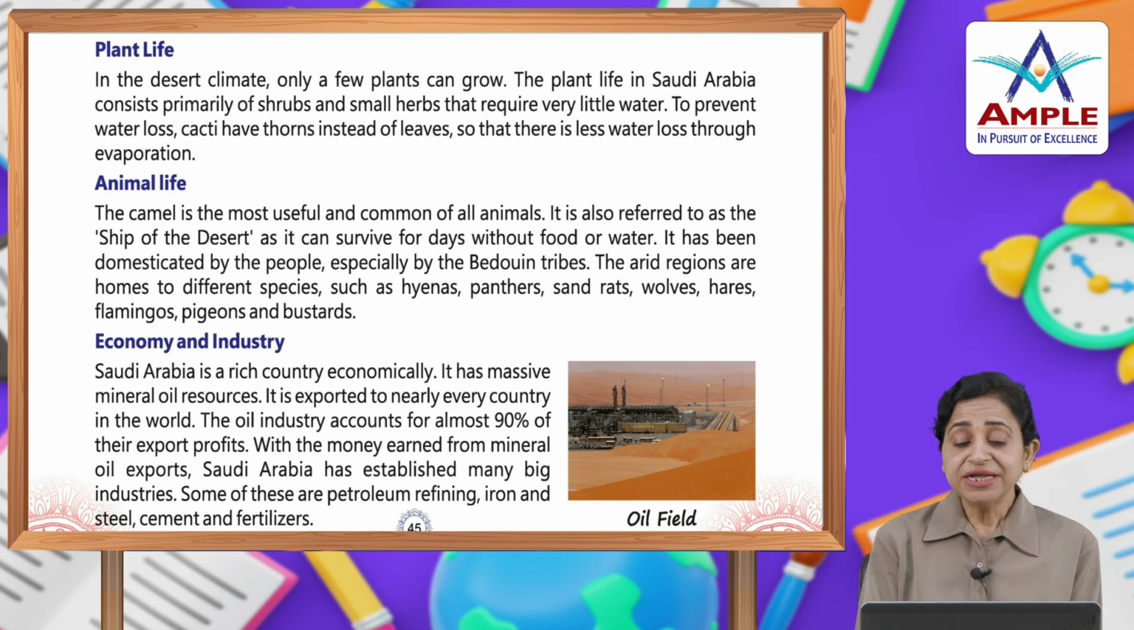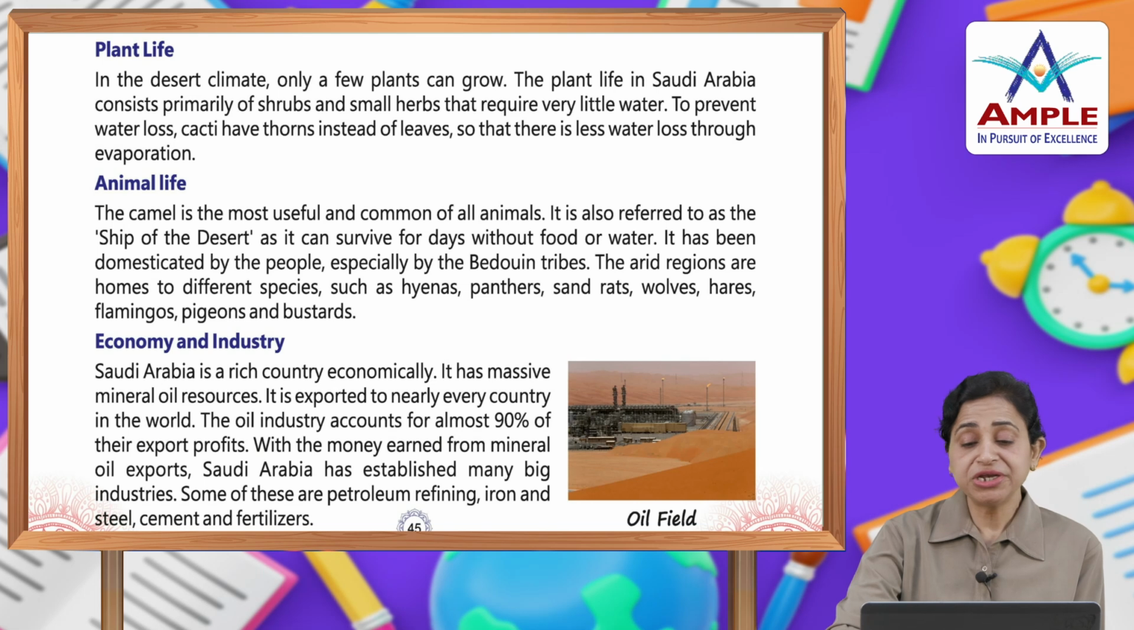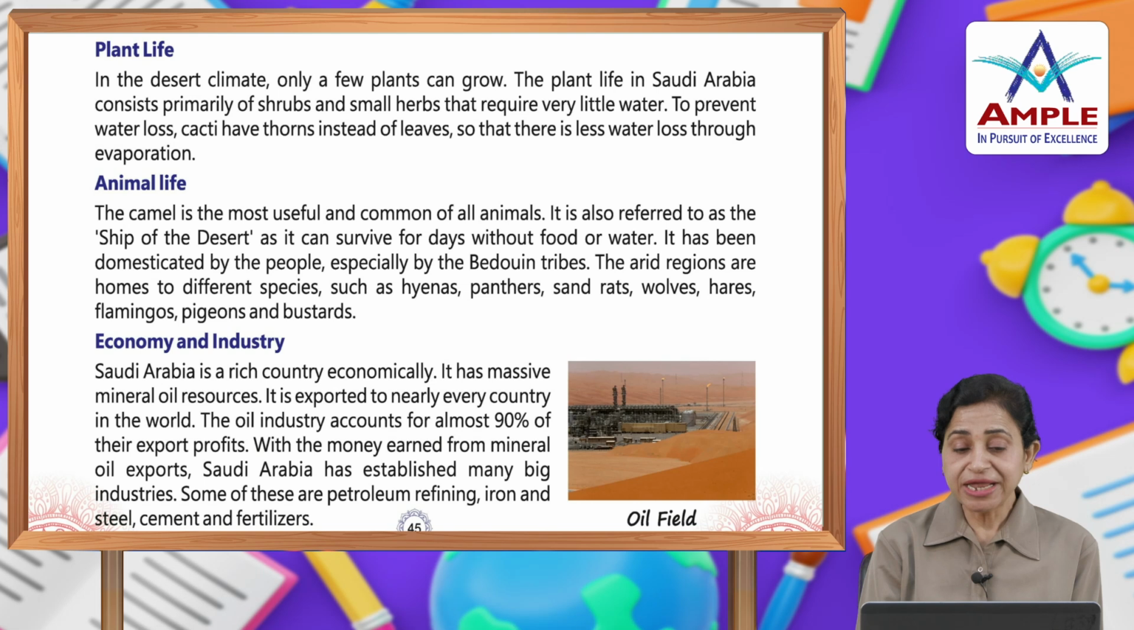Economy and industry. Saudi Arabia is a rich country economically. It has massive mineral oil resources. It is exported to nearly every country in the world. The oil industry accounts for almost 90% of their export profits. With the money earned from mineral oil exports, Saudi Arabia has established many big industries. Some of these are petroleum refining, iron and steel, cement and fertilizers.